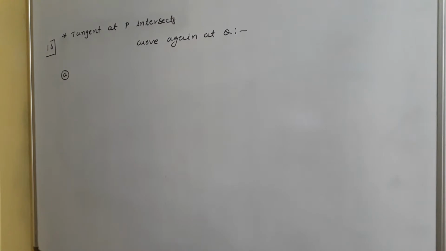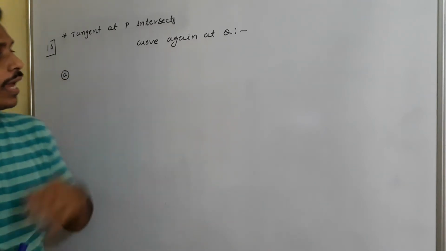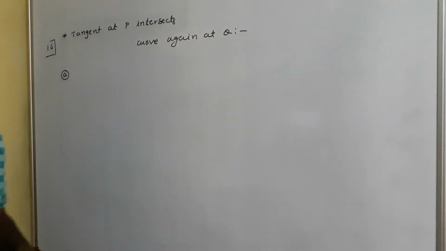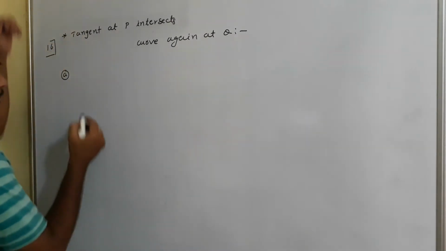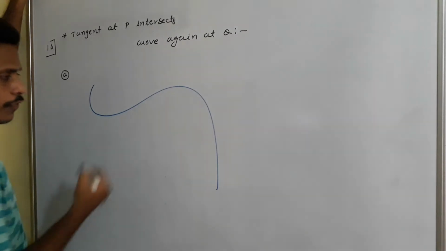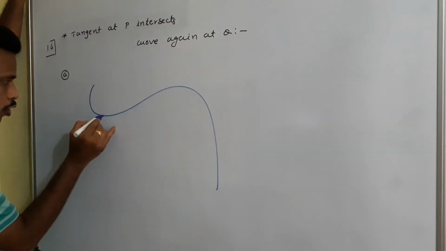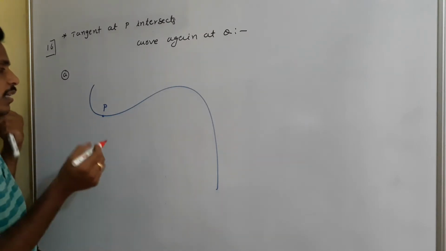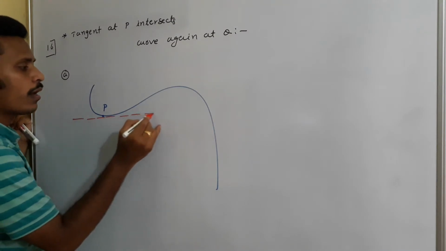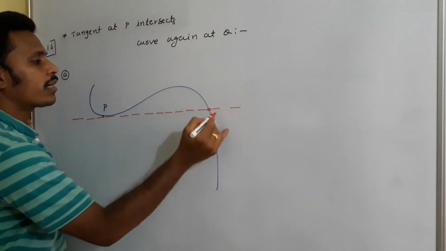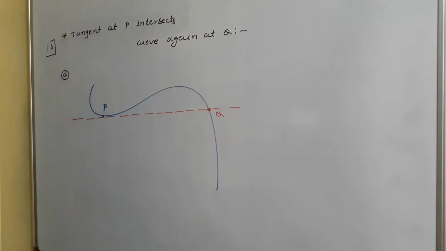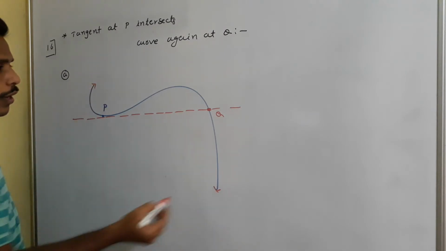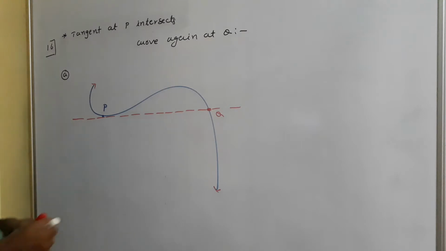After common tangents, the next idea we need to discuss is when the tangent at one point of the curve intersects the curve again at Q. For suppose you have a curve equation like this, any curve equation. So if this is a point P, and you think about the tangent at P, and this tangent at P intersects the curve again at Q, then what will happen? If you treat the equation of the curve as y is equals to f of x.